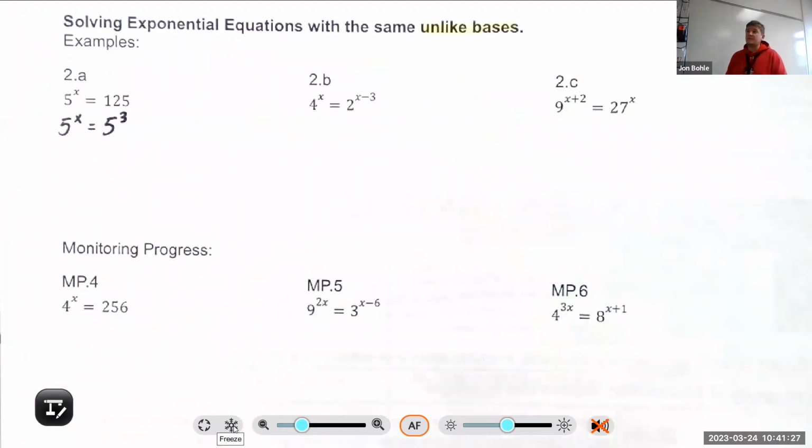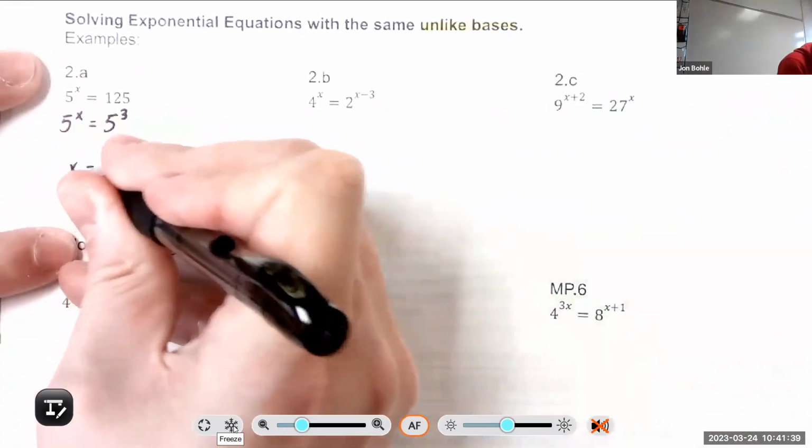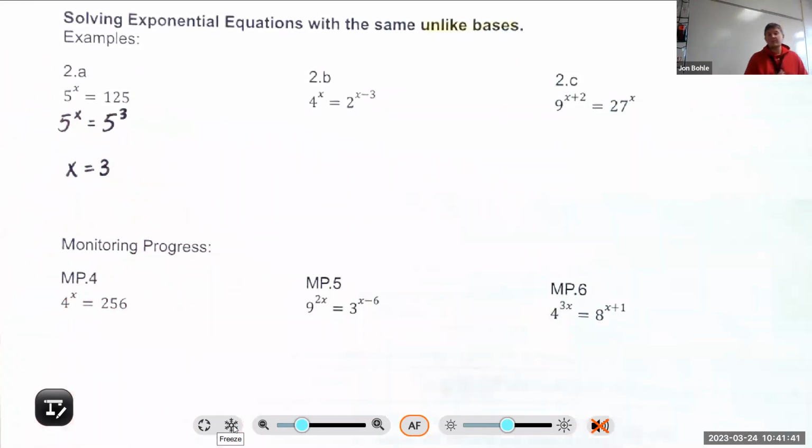Now are the bases the same? They are. Since it's the same base, the exponents have to be the same. So what can I write? My exponents are equal to each other. So in this situation, x is equal to 3, and I'm done. They have to be in the same base for you to just say that exponents are equal to each other. Okay.